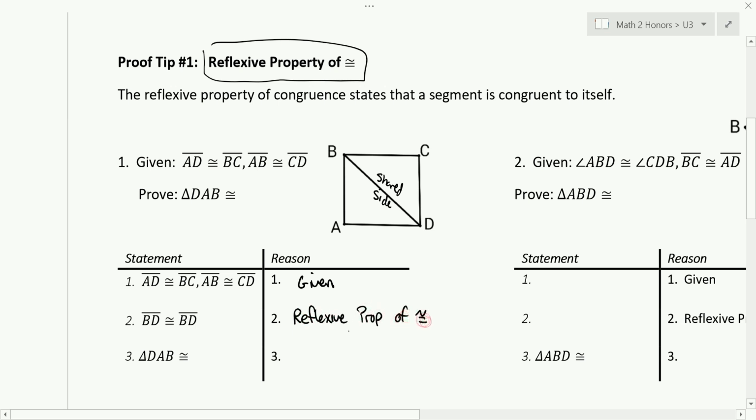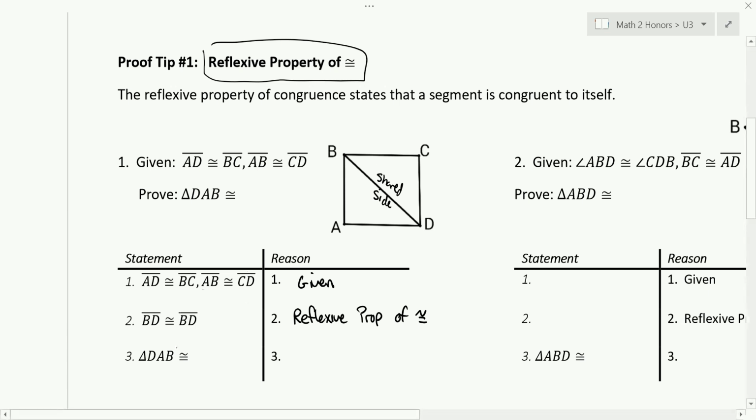And in the past, you may have done stuff like this and just put reflexive property, but I want us all to put reflexive property of congruence. That's the kind of the statement. I'm okay if you abbreviate some stuff, like put prop instead of property. I'm okay if you write the congruent symbol instead of writing out congruence. Okay, and so we have that.